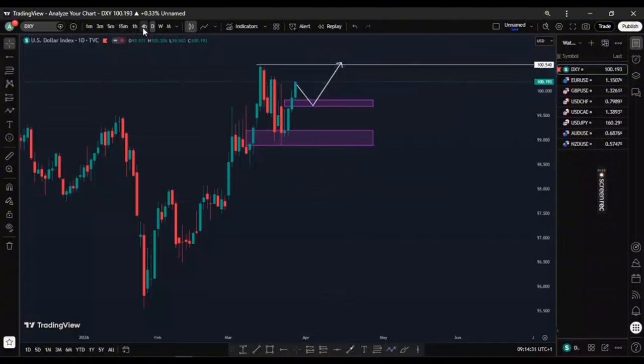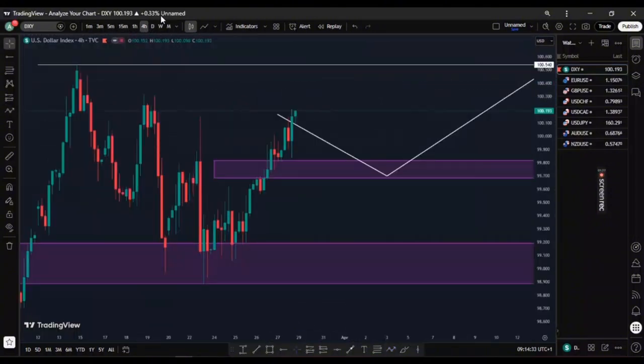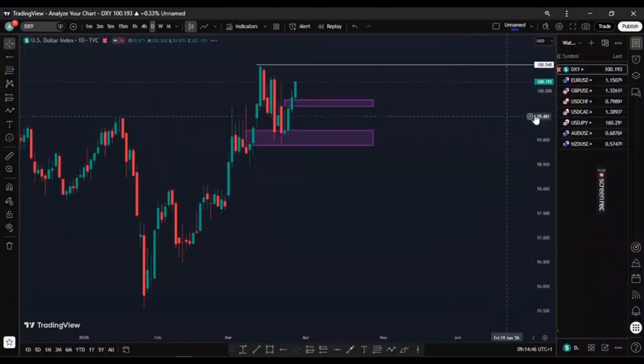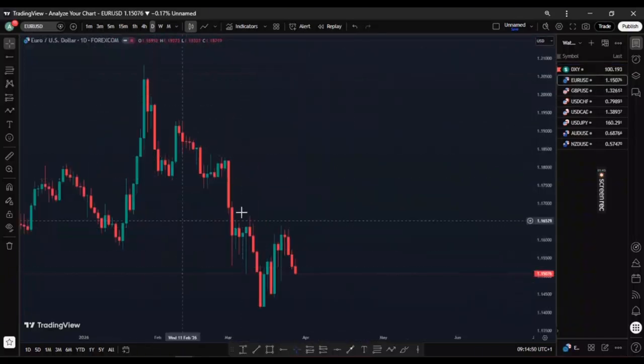So let's take, for instance, the 4-hour time frame. We might just have a retracement to either this fair value gap, then we push upwards to take out this overall target here. So with that in mind, if you transition to, let's say, Euro USD, you're going to see the opposite of this analysis we just did on the dollar index.